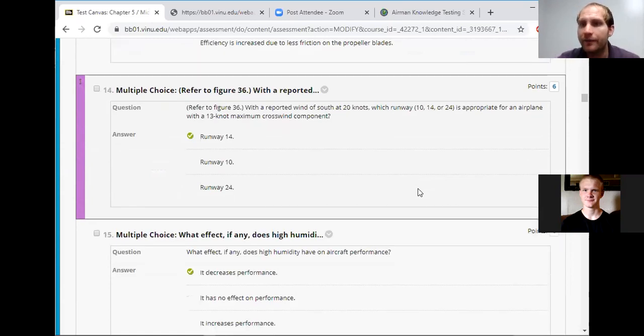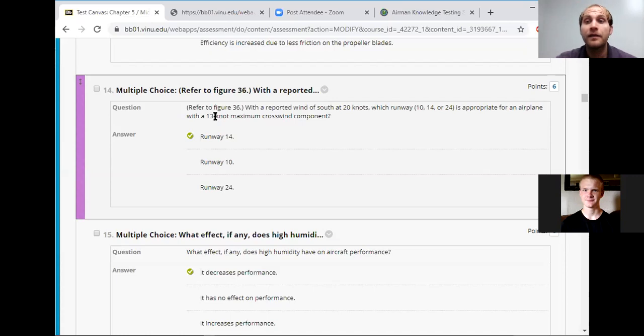All right, here's a question that I'm getting some feedback on. I've had some emails. Thank you guys for sending me emails and giving me feedback. This question is going to reference Figure 36. We'll open that up and look at it in a moment. It's telling us that we have a reported wind from the south, that's 180, at 20 knots. Which runway should we use? Runway 10, runway 14, runway 24? Which runway is appropriate for an airplane with a 13-knot maximum crosswind component?